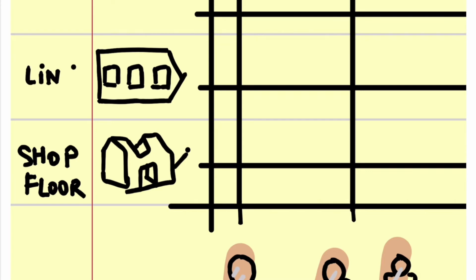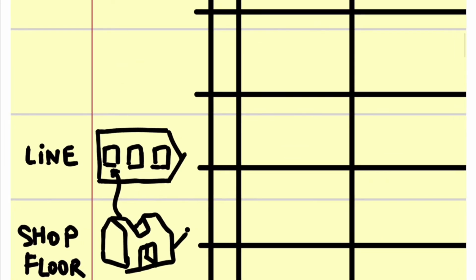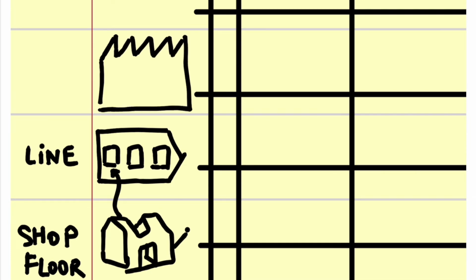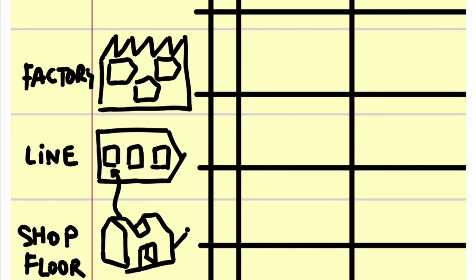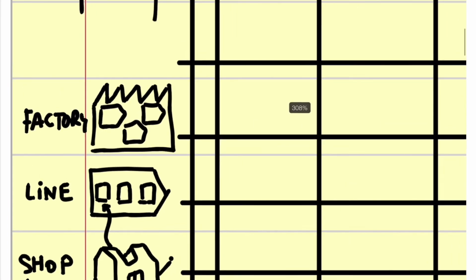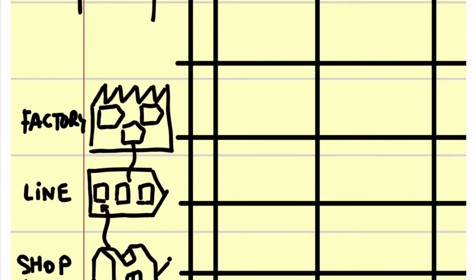Okay, and just by putting many of them together. If you have many of these lines together, what you get is a factory where you have your different processes put in a streamline, so you get a factory. And if you put, let's say, many factories together, what you get is a supply chain.